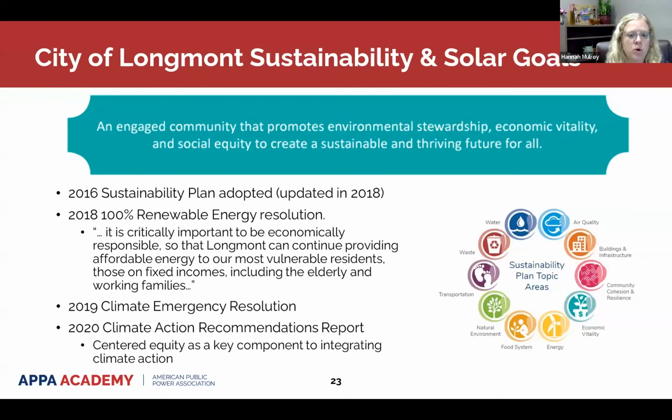need to provide affordable energy to our most vulnerable residents, which is a big focus of mine in my position. We have a climate emergency resolution, as well as a recommendation report that came out of that resolution, all largely centering equity as a key component of integrating climate actions.